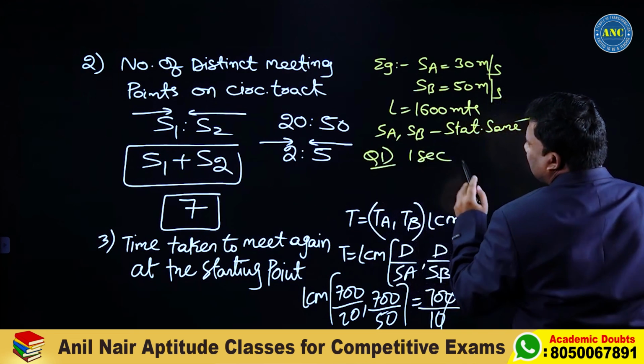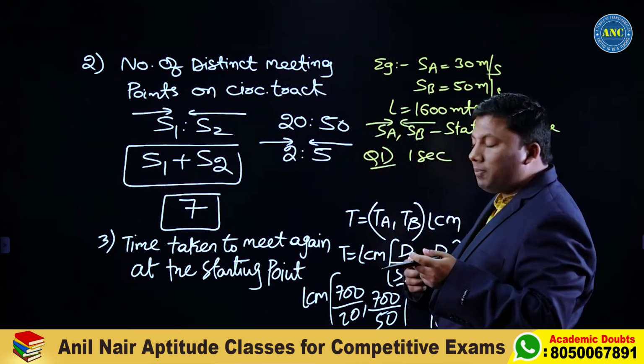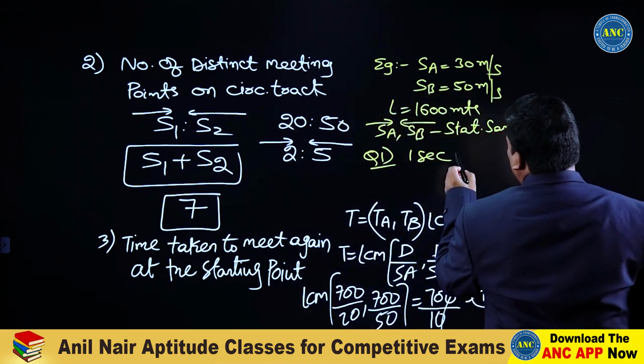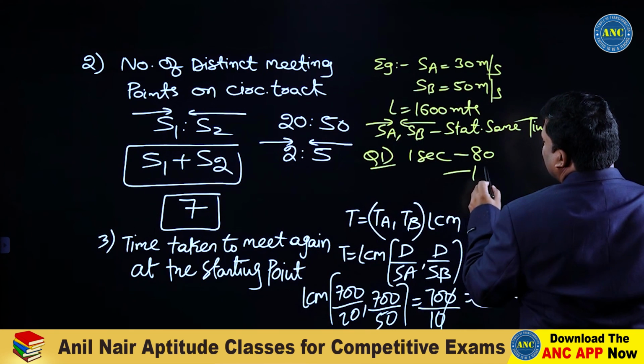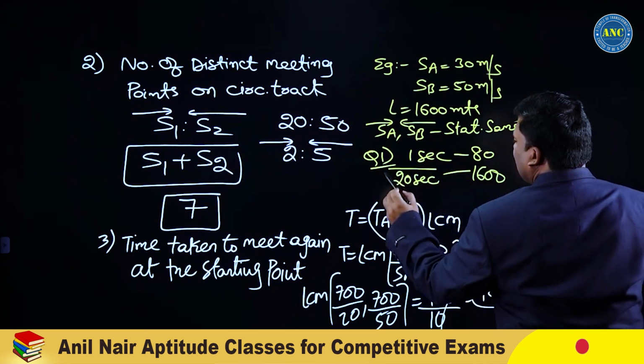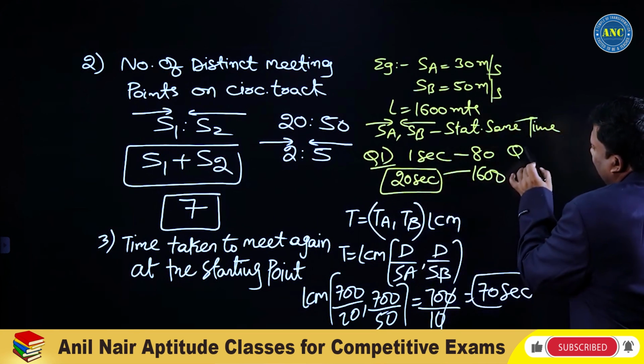After 1 second, both are moving in the opposite direction. A will travel 30, B will travel 50. Total 80, but I require 1600. That means after 20 seconds, A and B will meet.